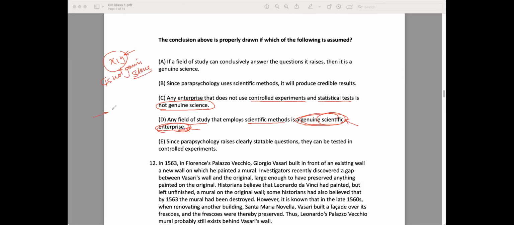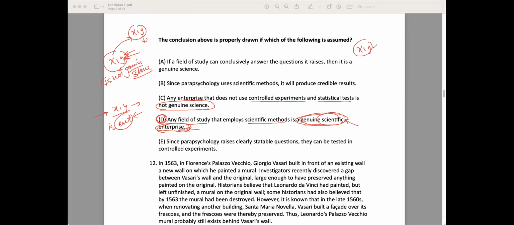Versus something that says X and Y, something that uses X and Y is a genuine scientific enterprise. I'm not making that distinction between science and scientific enterprise. We'll pick option D in that case, because just saying something that doesn't employ X and Y is not a genuine science doesn't lead to the conclusion that anything using X and Y would be a genuine science. Getting my point?